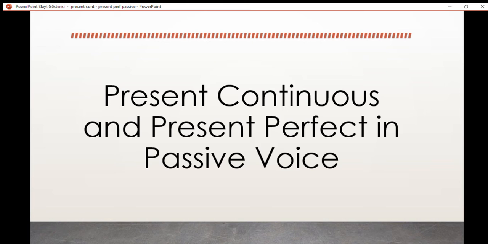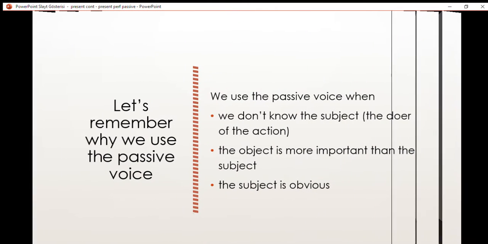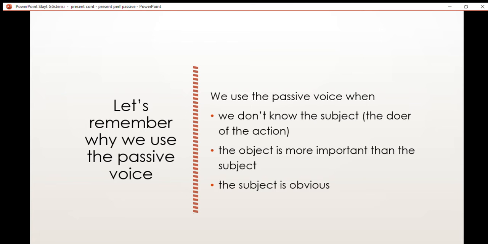In the previous lesson, we talked about passive voice in general and in 3 tenses. Now we're going to talk about passive voice again, but in present continuous and present perfect tenses. Before we do that, let's remember why we use the passive voice to begin with.